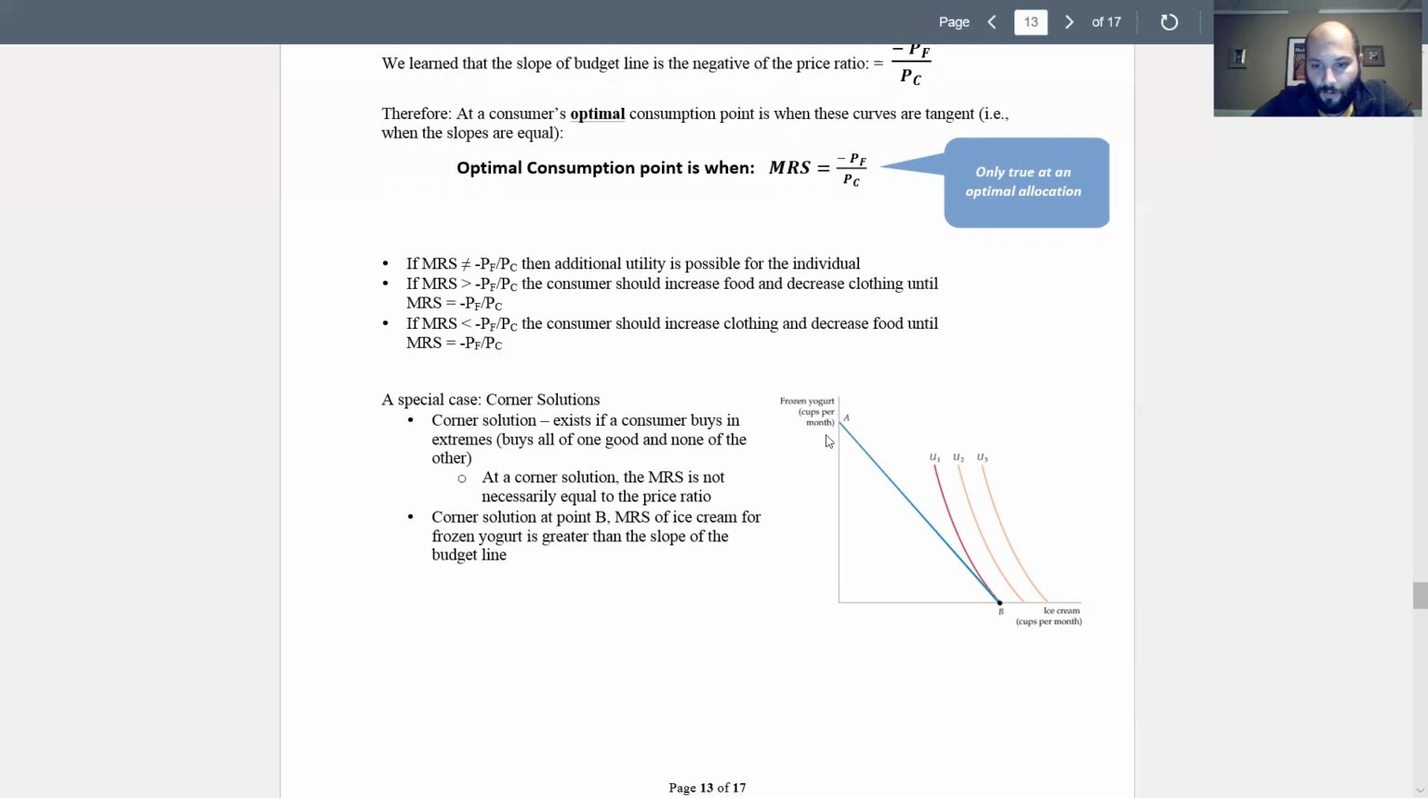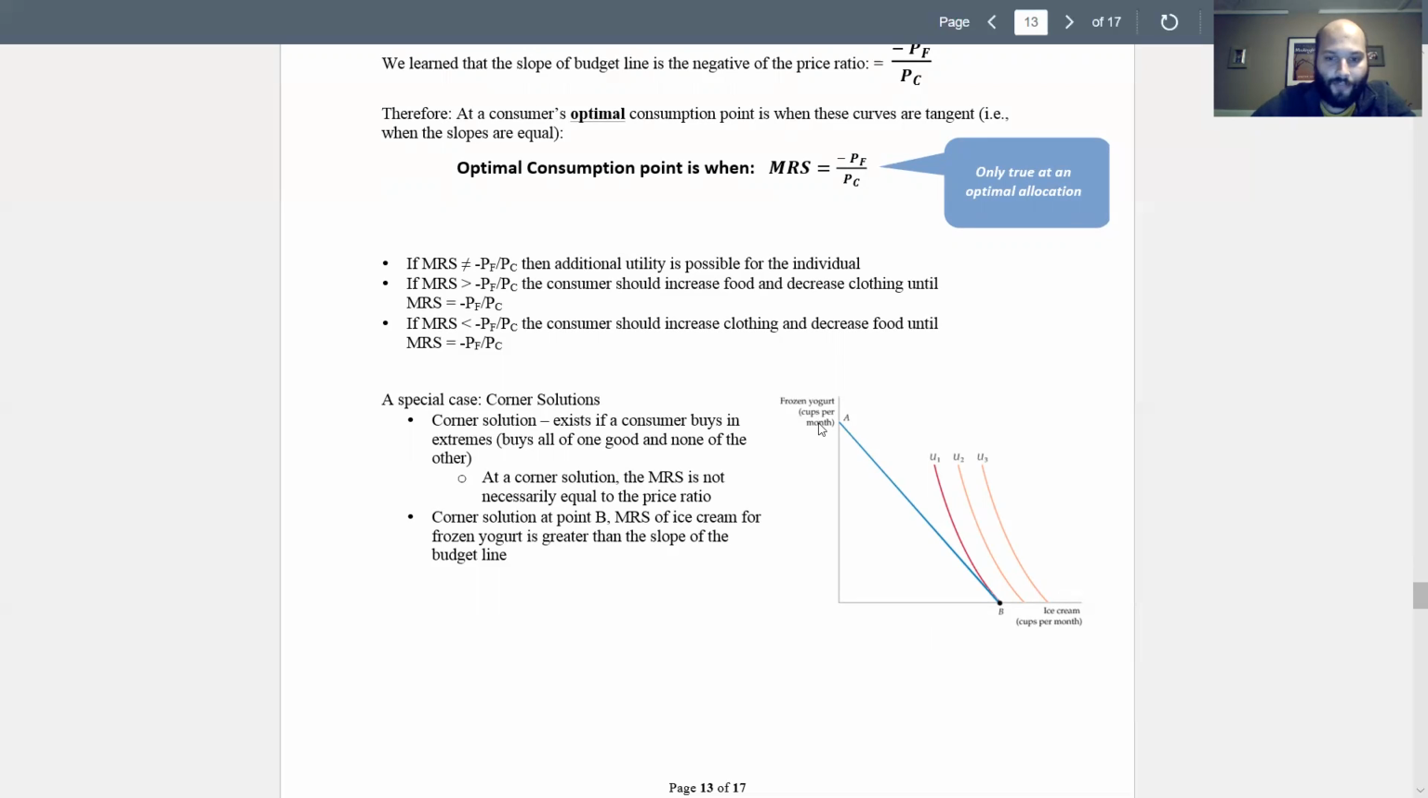Let's consider what we should do in this particular case. We know that MRS is too high. MRS is also the marginal utility of ice cream, our X variable, over the marginal utility of yogurt, and we want to lower that.